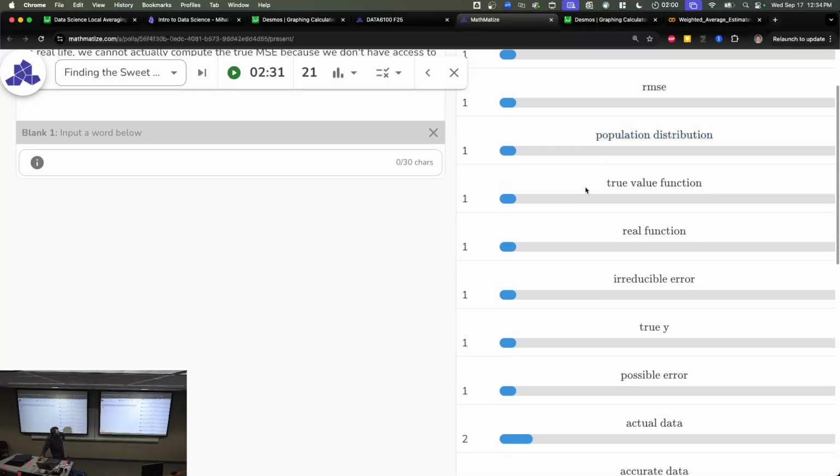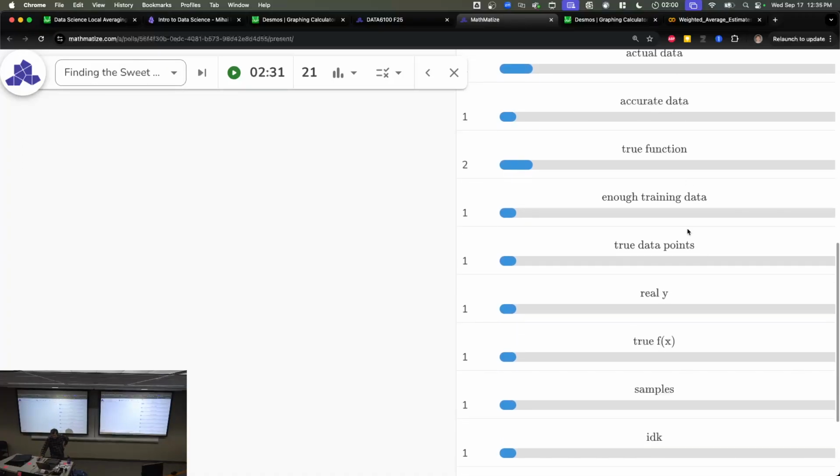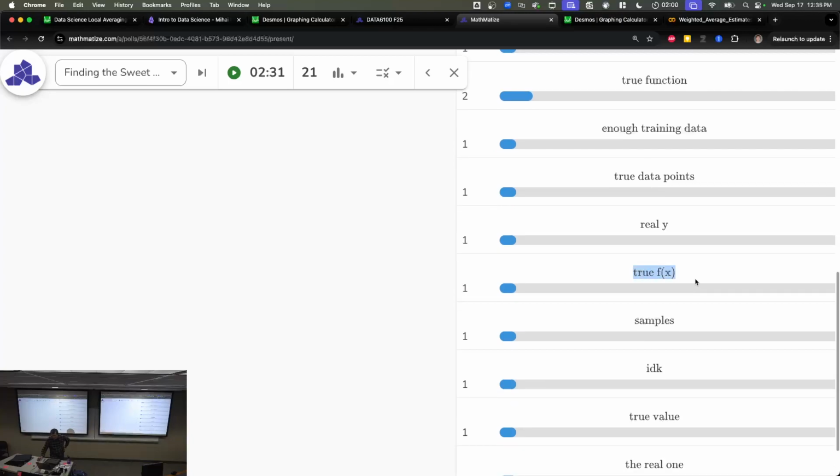Someone wrote the true value function. Value function has a specific meaning in reinforcement learning, say. But the true function is the thing I'm missing. The real function, the true y, that is what I'm missing. It's the true function, which I called f. Did anybody write f? True f of x. There we go. I think this is the nicest way to say it. The real function f.